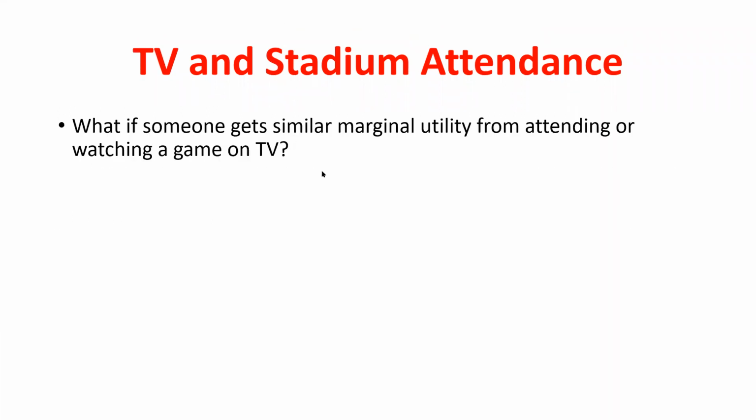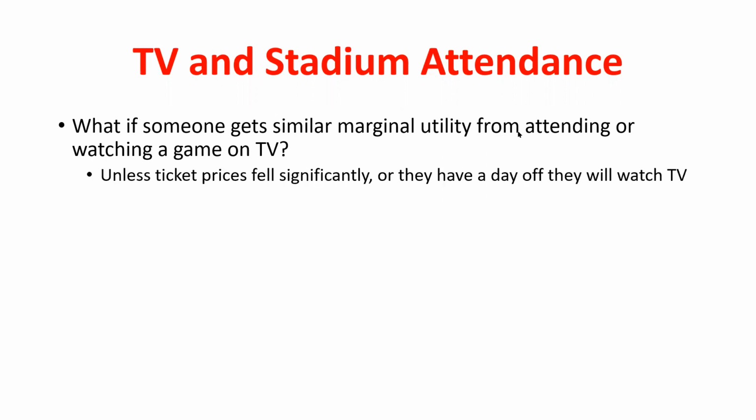So what happens if someone gets similar marginal utility from both? Well, there we know the price is probably higher for attending the game, and so unless ticket prices fall enough, they're just going to choose to stay at home and watch the game on TV. This was the idea that unless I get a ticket for free, or for a very low cost, I'll probably just sit and watch it at home.